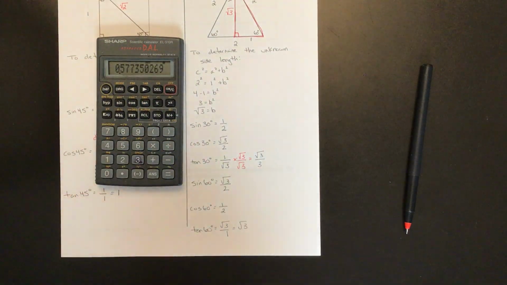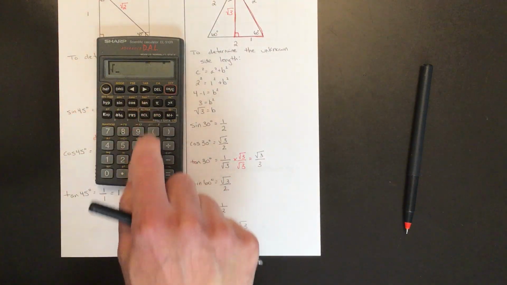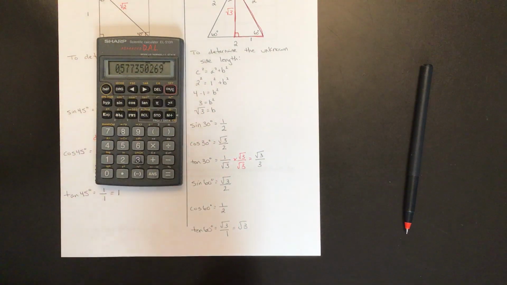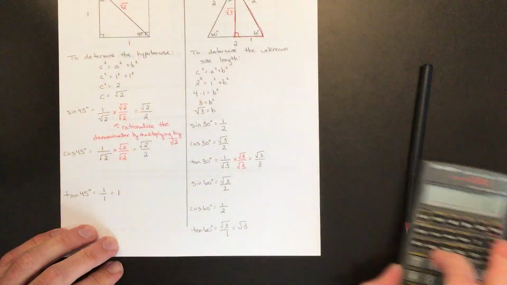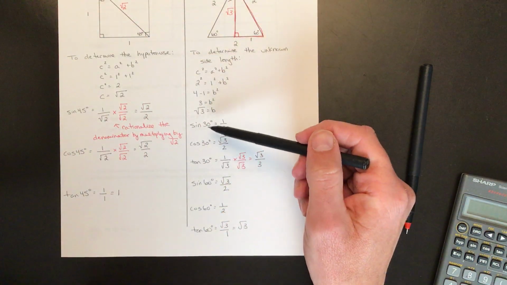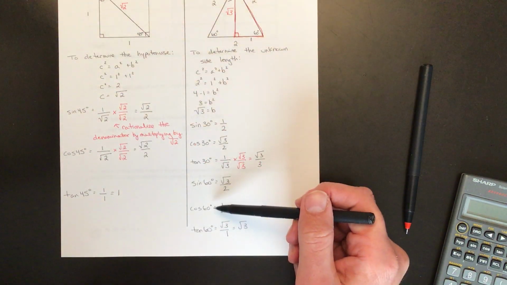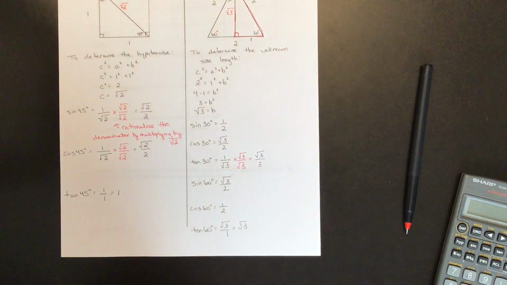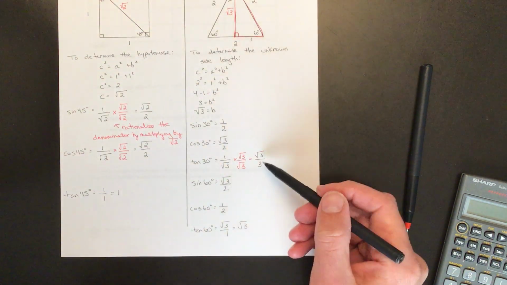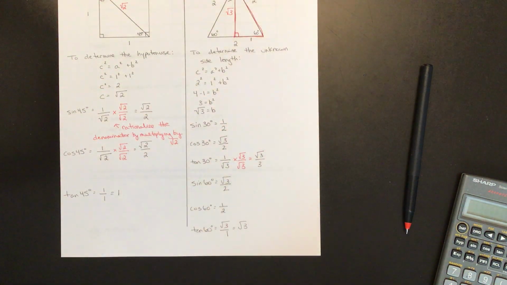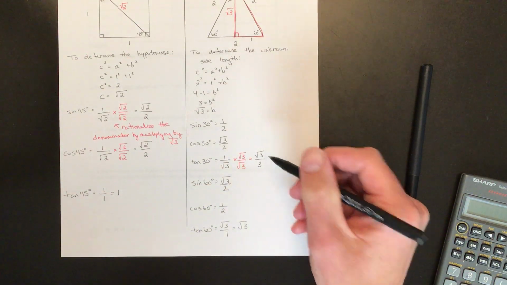Again, another decimal, 0.57735. Now if I do root 3 divided by 3, the exact same decimal. So what makes these angles special? They're special because 30 degrees, 45, and 60 are the only angles that give us an exact value. We can take the decimal and we can write it as a fraction or with a radical that gives us the exact same decimal.